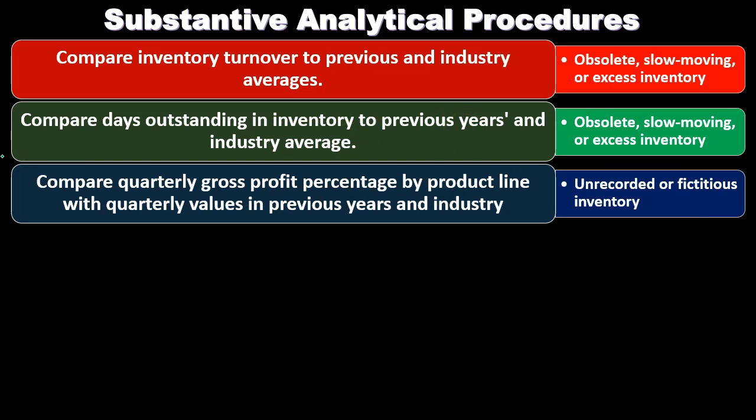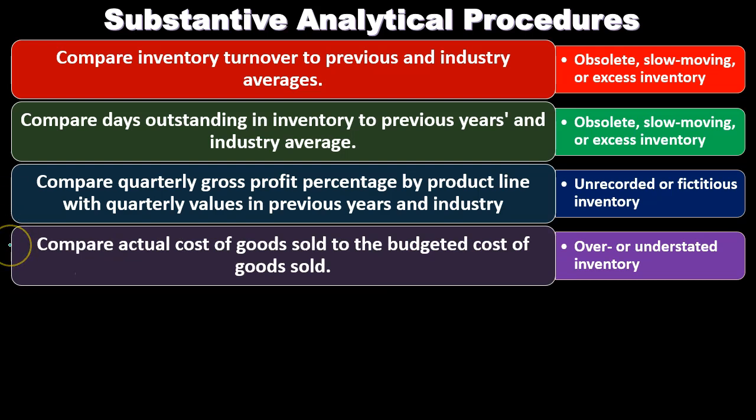Next, compare quarterly gross profit percent by product line with quarterly values in previous years and industry. So again, comparing to the industry and previous year. Under-recorded or fictitious inventory is something that we'll be considering with regards to that ratio type of analysis or comparison.